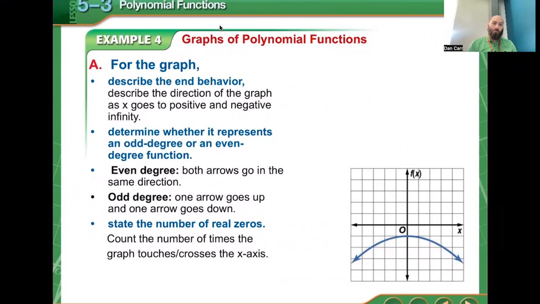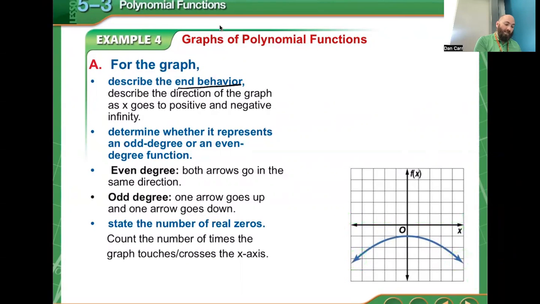Graphs of our polynomials. Here's some things that we're going to be doing when we look at the graphs of a polynomial. We want to describe the end behavior. End behavior is the direction the graph goes as x goes to a positive and a negative infinity. So what I mean by that is, as it goes to the left, what's happening to the end of this? Well, it's going down. As it goes to the right, what's happening to this end? It's going down as well.